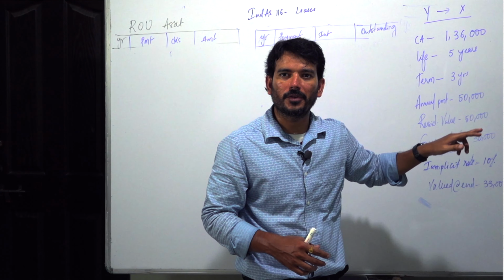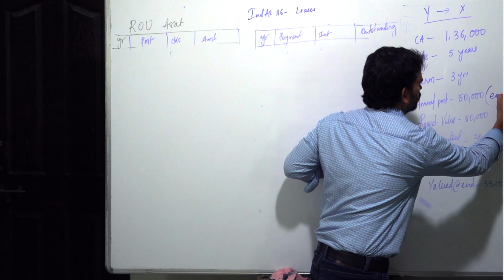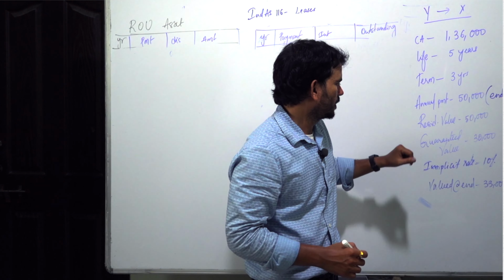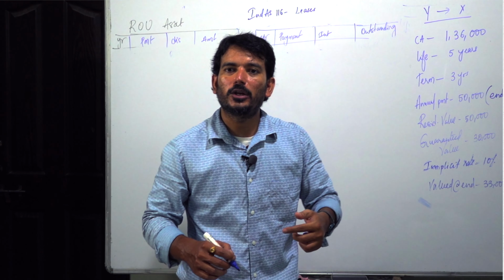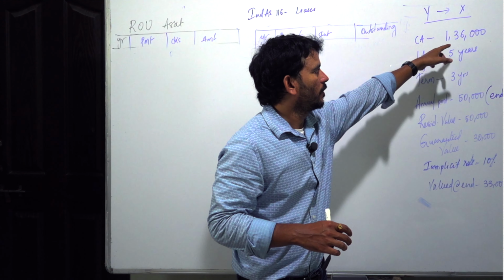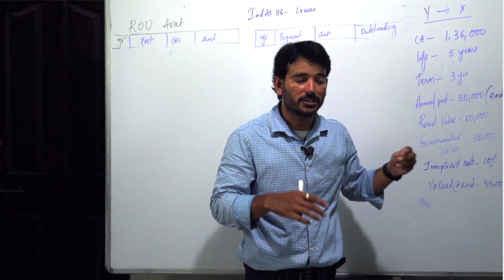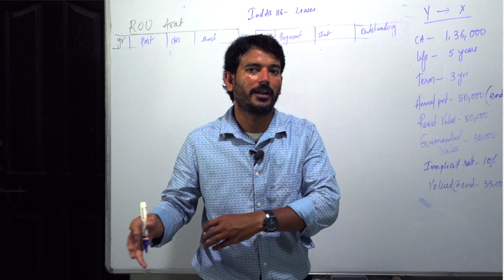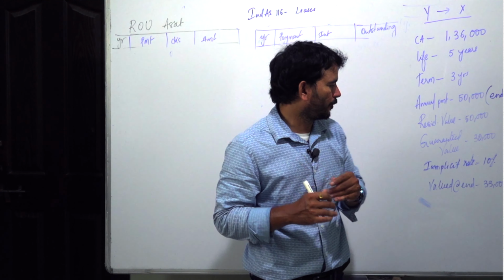Annual payment is 50,000 rupees. So payment will be made by the lessee to the lessor at the end of the financial year, that is 50,000 rupees, and the residual value is 50,000, again the same value. The residual value here means that in my books of accounts I am carrying an asset at 1,36,000 which has a residual value of 50,000, which means that I am expecting that when I sell my asset at the end of its useful life, I would be getting an amount of 50,000 rupees. That is a lessor's point of view.